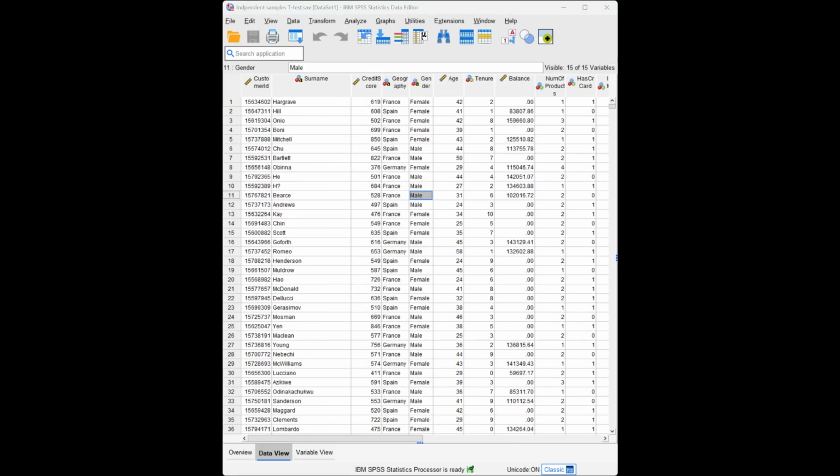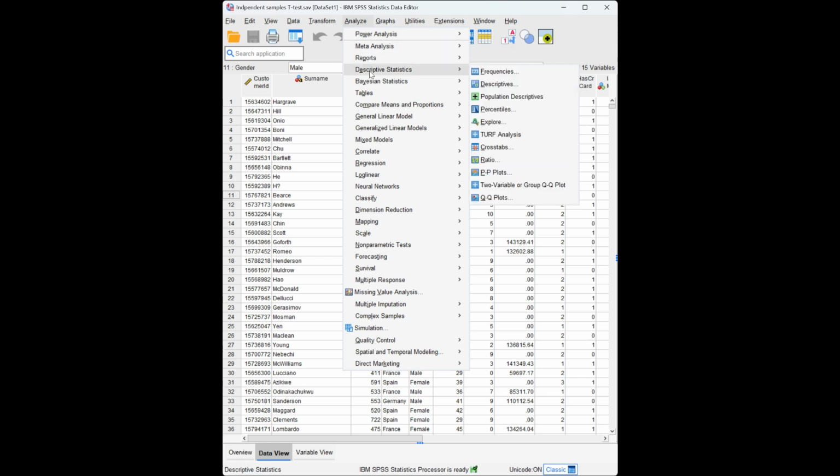Now that we're back in our Data View, let's take a moment to ensure everything looks right. Are both groups represented? Do the columns match what you expect? If everything looks good, let's move on. Now let's take it a step further and get a quick summary of the data to check for any obvious issues. One way we can do that is by using descriptive statistics. So what we're going to do is come up here to Analyze, pick Descriptive Statistics, Descriptives.